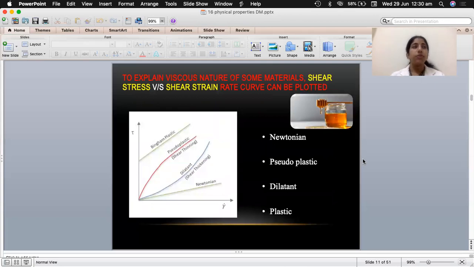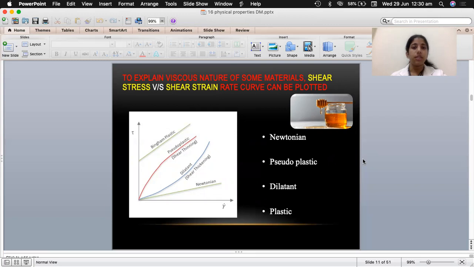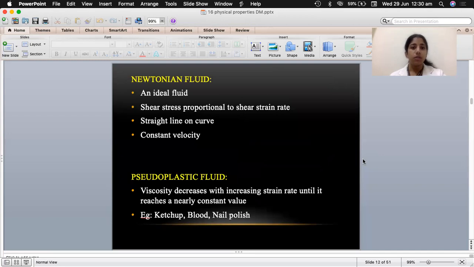According to the viscosity of the material, fluids are classified into four types: Newtonian fluid, pseudoplastic, dilatant, and plastic fluid. Newtonian fluid is the ideal fluid. That is, the shear stress applied on the material is proportional to the shear strain. If you look at this graph, a straight line is formed in the case of a Newtonian fluid. So it has a constant viscosity.